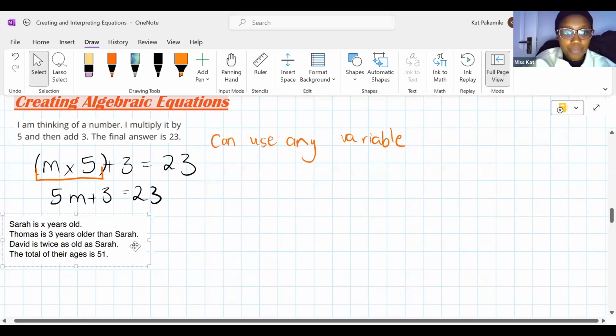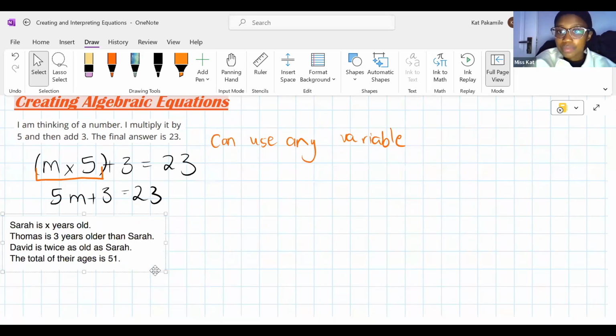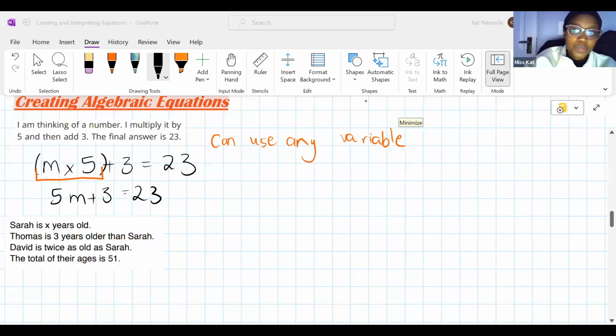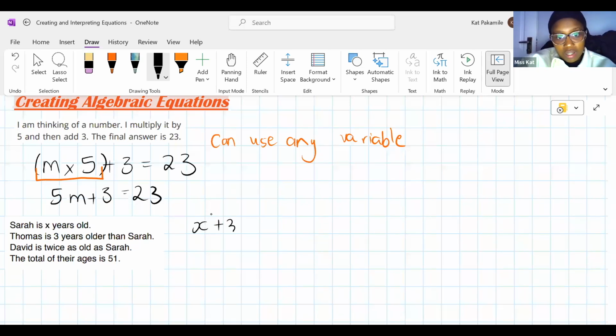There we go. Make it a bit bigger as well. Masase, are you going to answer this with me? Ma'am, I'm not sure, the English is kind of getting hard. You see why we were practicing? What I wrote here on my paper was X plus 3. Whose age is that? Sarah's age is X. Thomas's age is 3. And then David's. What's Thomas's age?